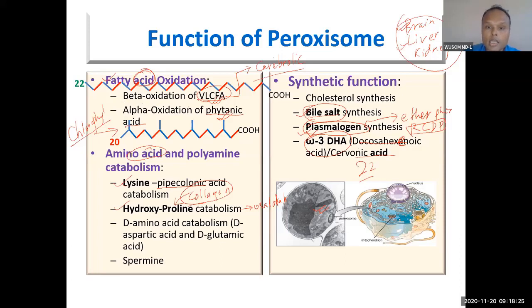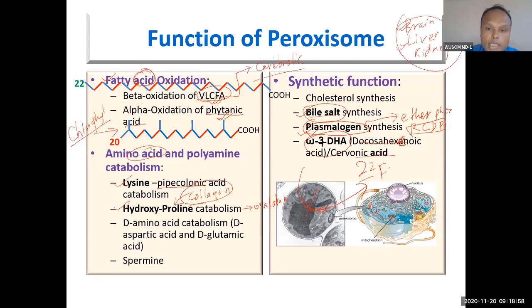So these three components are produced. Four are catabolized, just remember four are catabolized and three are produced. Four means two fatty acid and two amino acid catabolism happens, and then three: bile salt, plasmalogen, and DHA, an omega-3 fatty acid, are produced. Production of these molecules is helped by peroxisome. So if peroxisome is damaged, these molecules will not be synthesized.